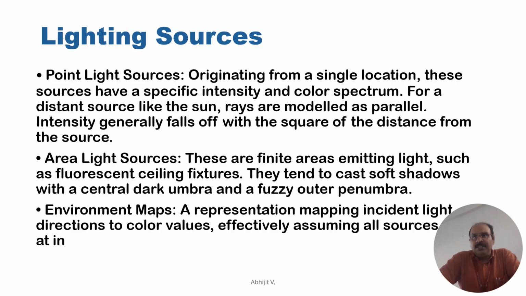You might have read it in your basic physics. So you won't have any sharp shadows. You will be having a variation in intensity of the formed images or shadows. Next type is environment maps, a representation mapping incident direction to the color values, effectively assuming all sources are at infinity. Okay, so these are the basic lighting sources. This deals with the radiometry.